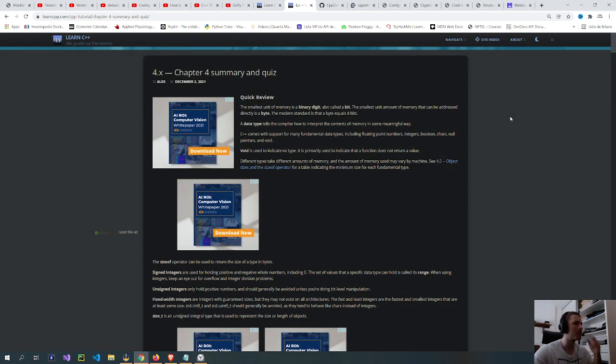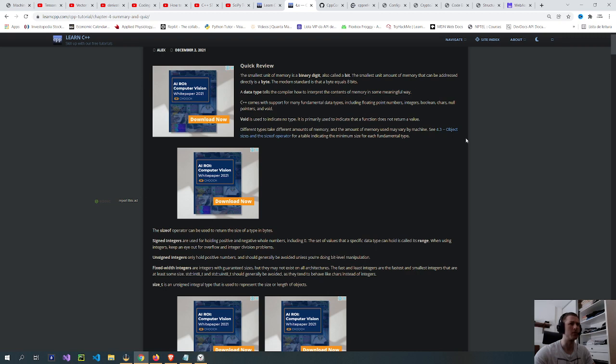Chapter 4 summary and quick review. The smallest unit of memory is a binary digit, also called a bit. The smallest amount of memory that can be addressed directly is a byte. The modern standard is that a byte equals 8 bits.